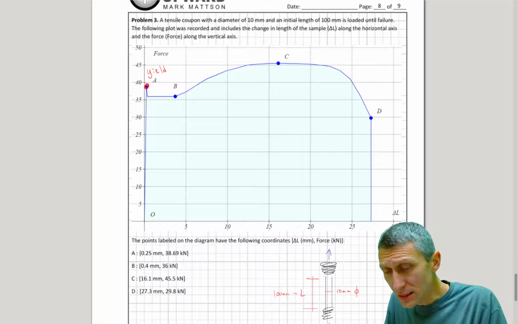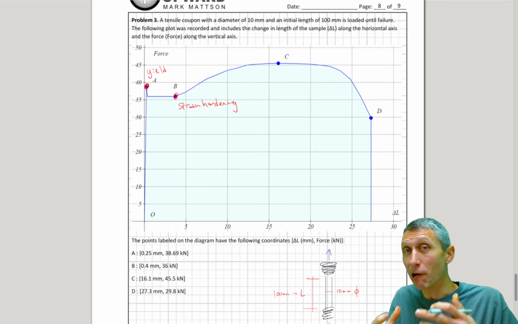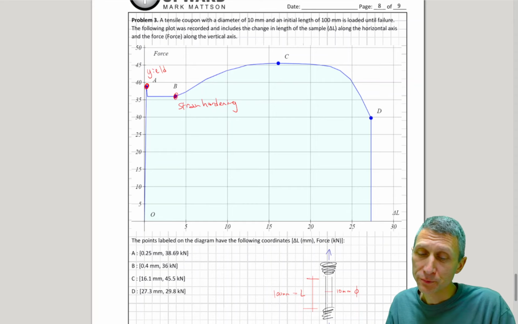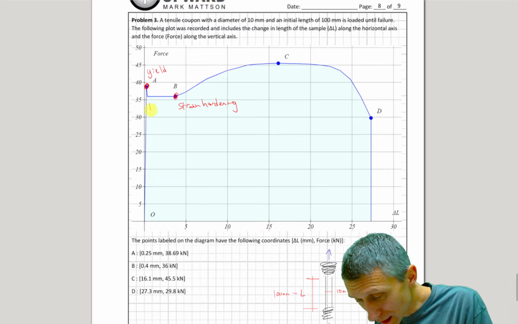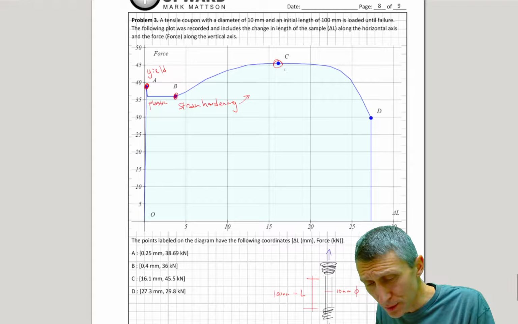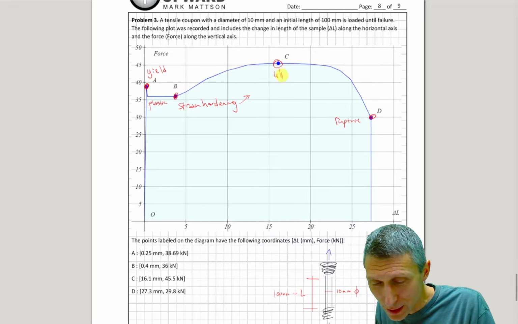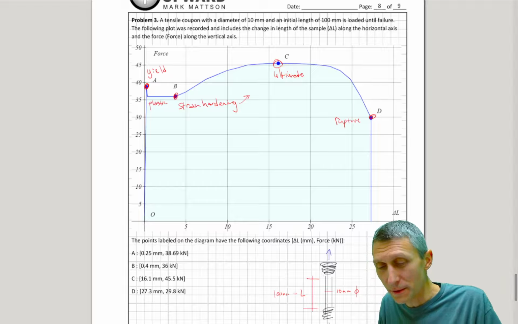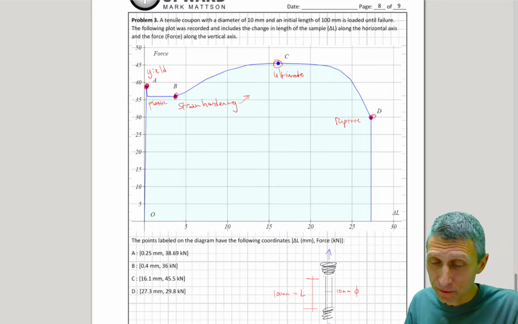This yield point is the start of strain hardening. At some point, your material actually starts to get harder. It takes more force to keep getting deformation. This range in here is called the plastic range, so this is our strain hardening range. This is our rupture point. I'm sorry, that's not rupture. What am I thinking? This is our rupture point over here. This is our ultimate point. The highest point is going to be ultimate. That's the biggest force that you can get on this member.